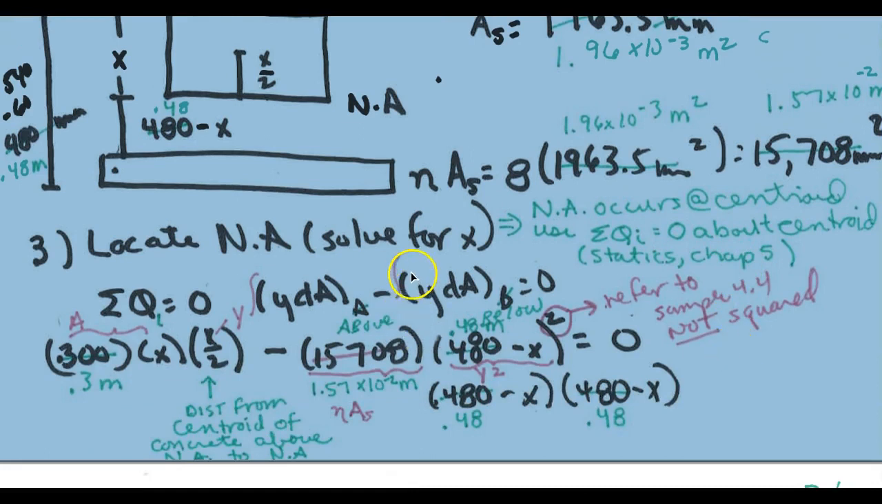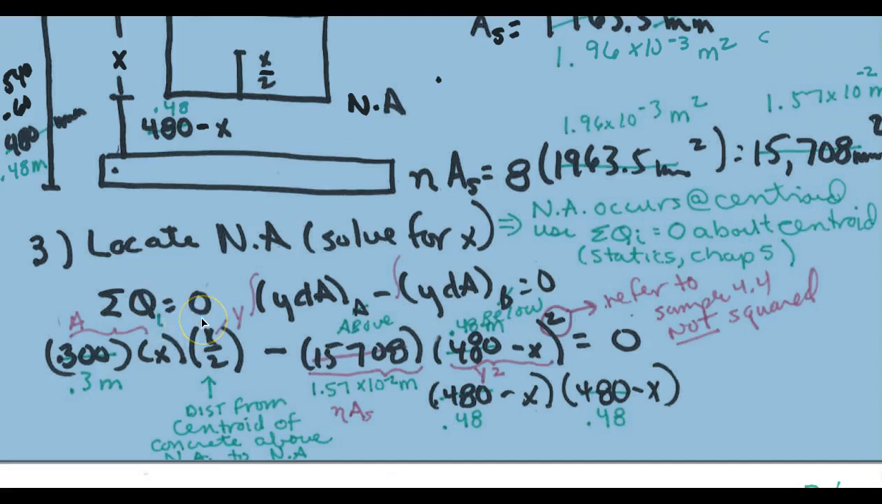The next step then is to solve for the location of the neutral axis, because that will also give us x, the height of the concrete above the neutral axis, or the effective area of concrete. We use the theory of first moment. This is from chapter 5 in your statics book, where the first moment of area about the centroid of any object is equal to 0.